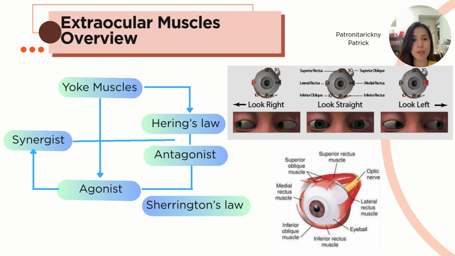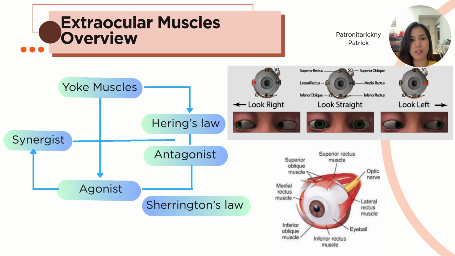The agonist muscle is the primary muscle responsible for moving the eye in a desired direction. In a right gaze, the agonist muscle is the right lateral rectus. The antagonist muscle is the muscle that opposes the agonist muscle in the same eye. In the same right gaze, the right medial rectus is the antagonist muscle.